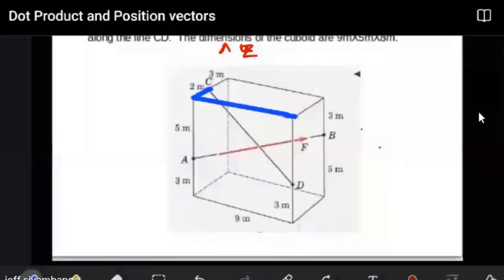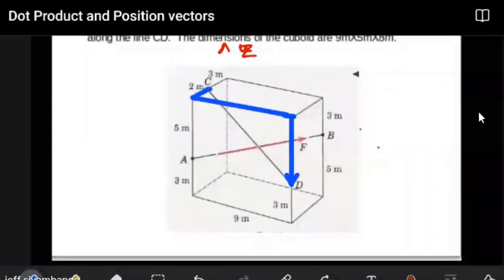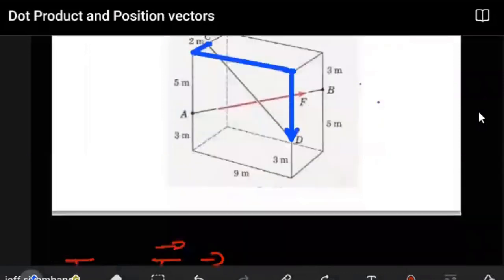Yes, plus 9j. Then in the Z, for this one, let's see, you have to go from here up to there. In the Z, you're ending up 9 units below. So that's not 9 units. This is 5, minus 5.